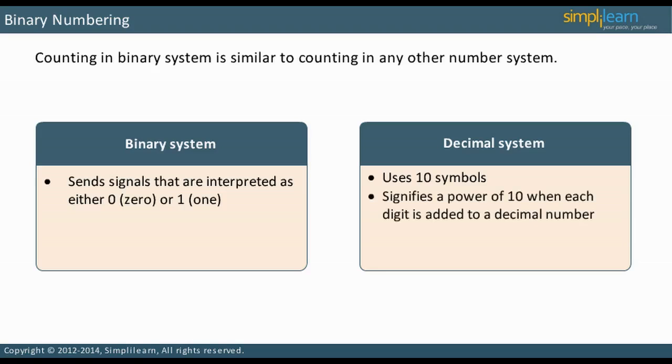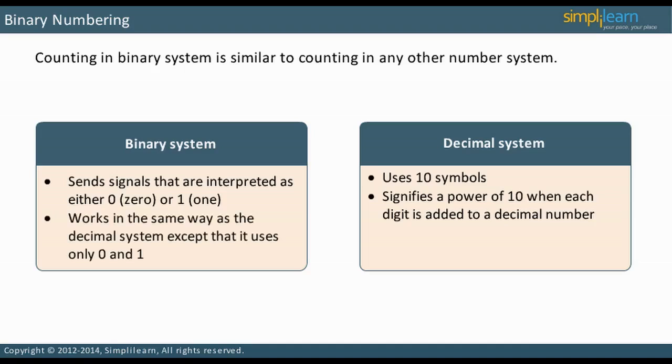For example, the number 134 equals 1 times 10 to the second power plus 3 times 10 to the first power plus 4 ones. Binary numbers are decoded in the same way as the decimal system, except that it uses only the 2 symbols 0 and 1. In the next slide, we will look into bits and bytes.